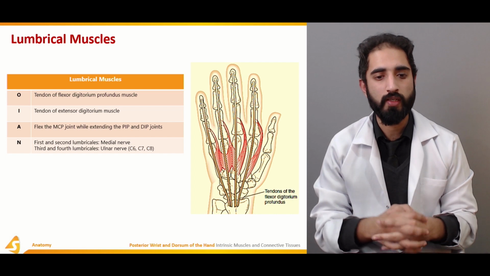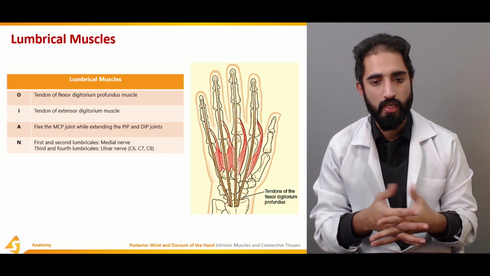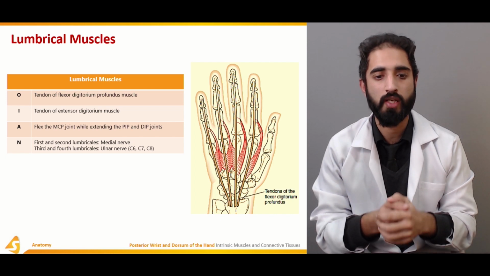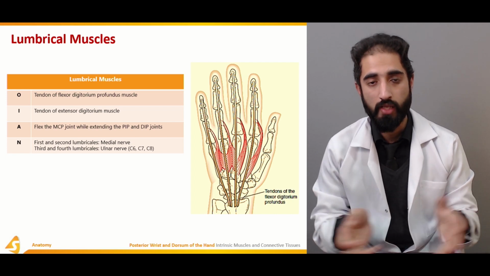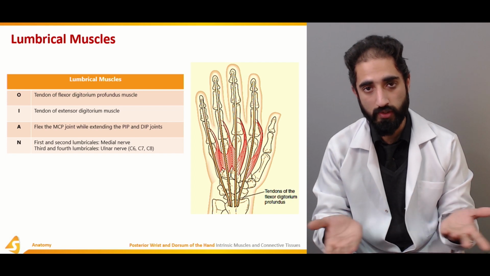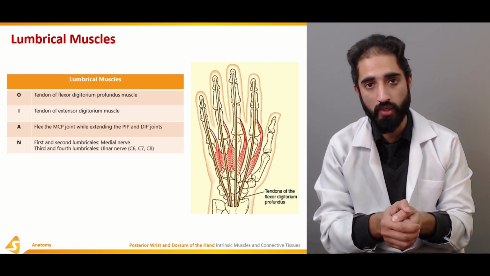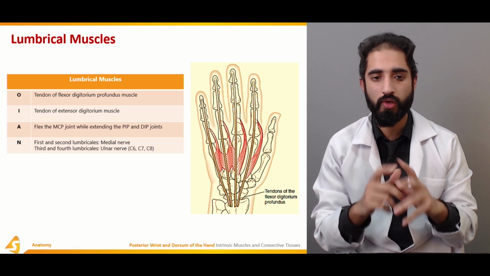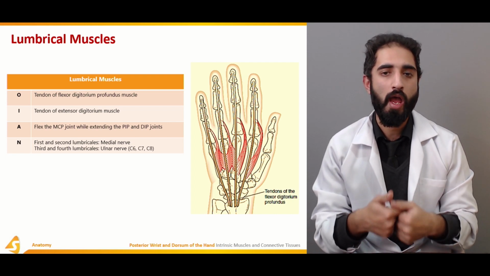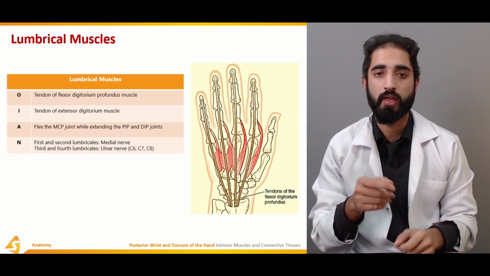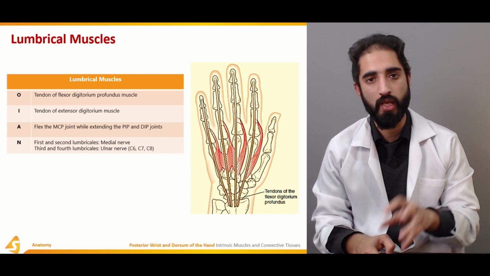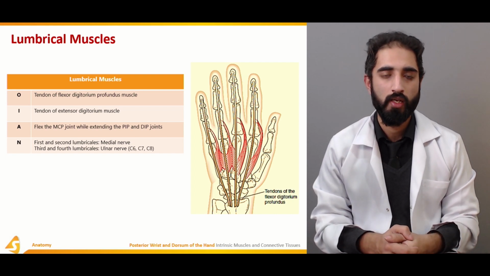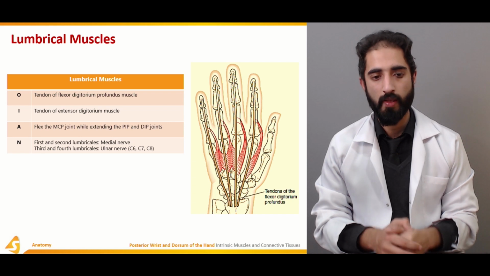So the origin is the tendon of the flexor digitorum profundus muscle, and the insertion is the tendon of the extensor digitorum muscle. That tendon of the extensor digitorum muscle actually forms the extensor expansion, or the extensor hood, and they insert into that extensor expansion. So if we look at the lumbrical muscles, they do not have any bony attachment, but they have attachments at both the origin and insertion from the tendons of the other muscles.